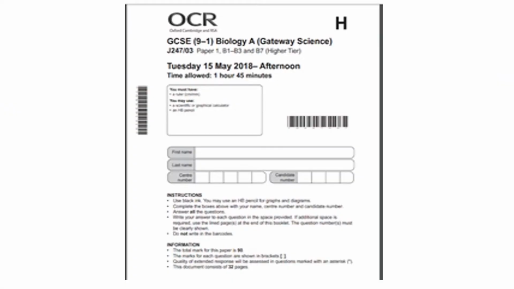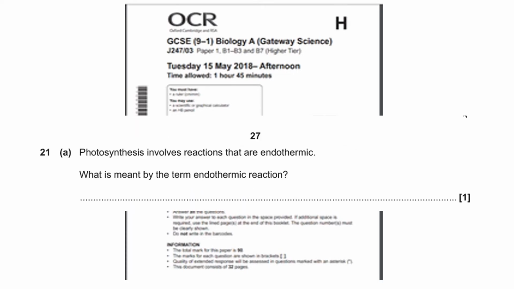This is a question paper, OCR board, May 2018, higher tier. First of all, we will see question 21A. Photosynthesis involves the reactions that are endothermic. What is meant by the term endothermic? You will get 1 mark for this definition. What do you understand about endothermic?